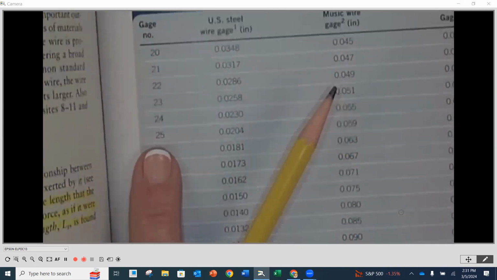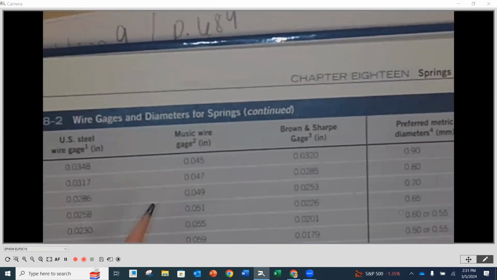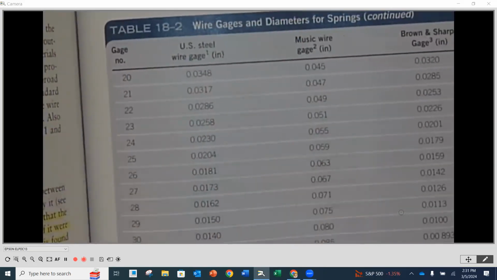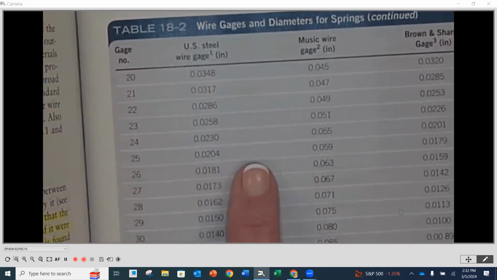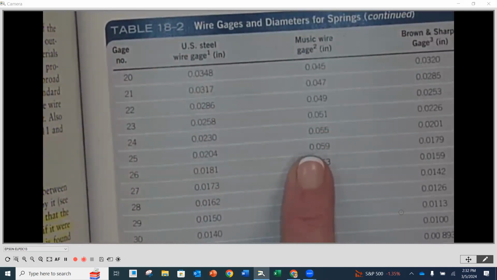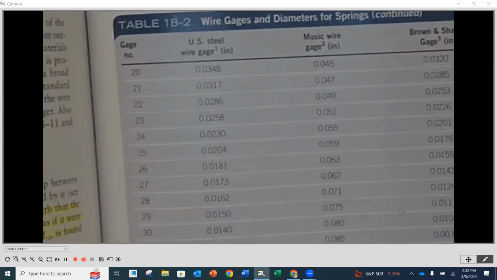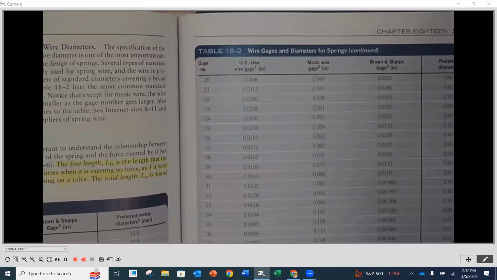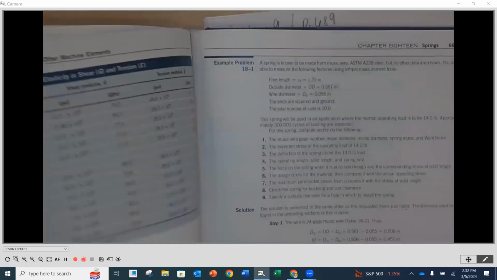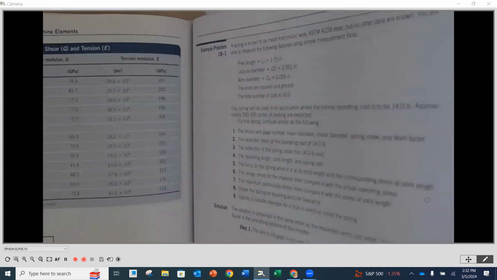So 25 gauge is on page 661. Here's 25 gauge, and if we go over, the 0.059 is in the music wire column. That's the material. It's music wire. So zoom out here. Now we're going to go to the table where the shear moduluses are, and the shear moduluses are found on page 668.